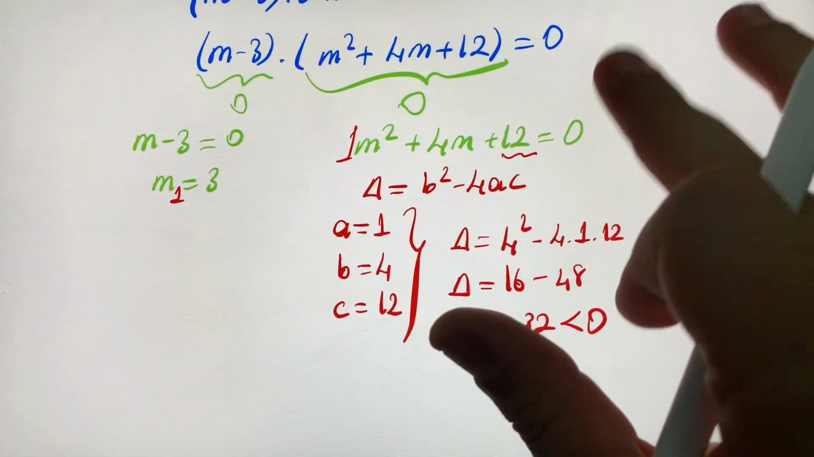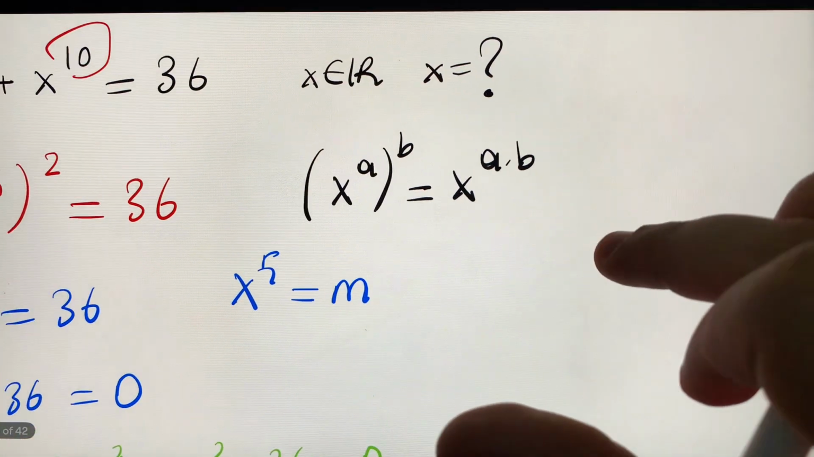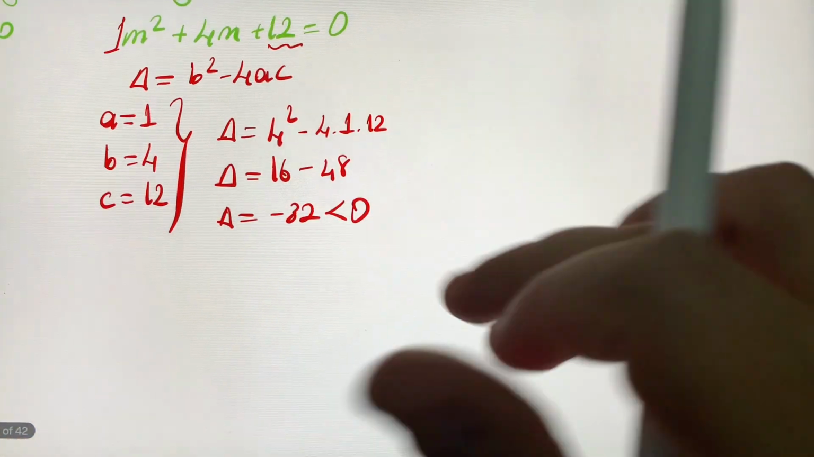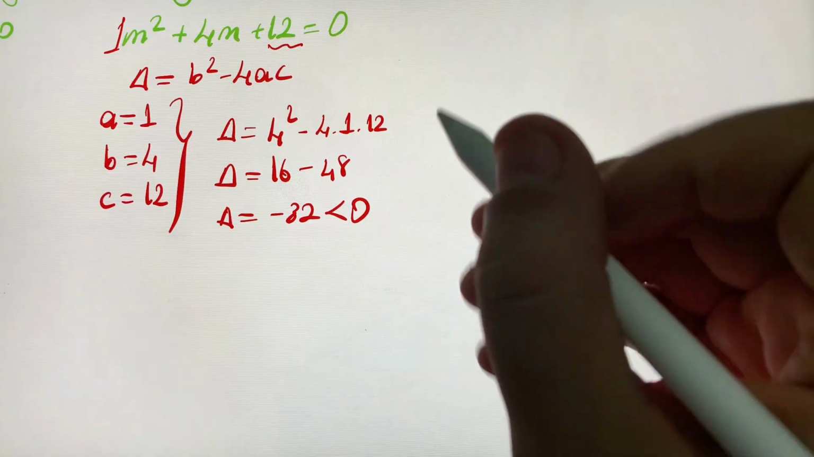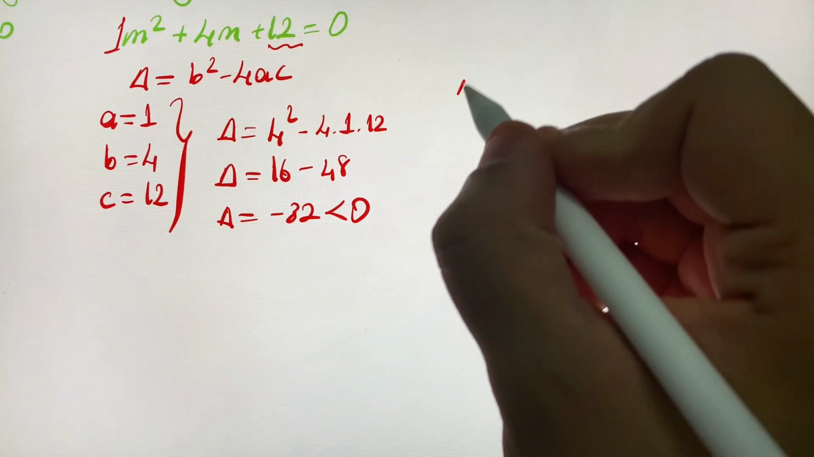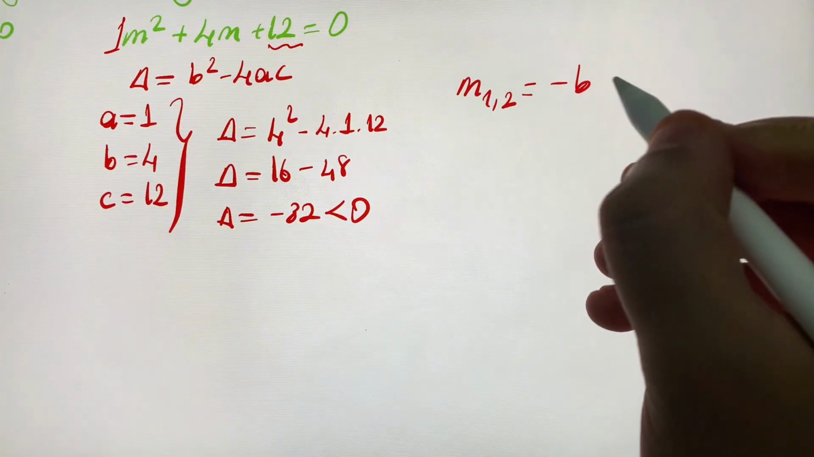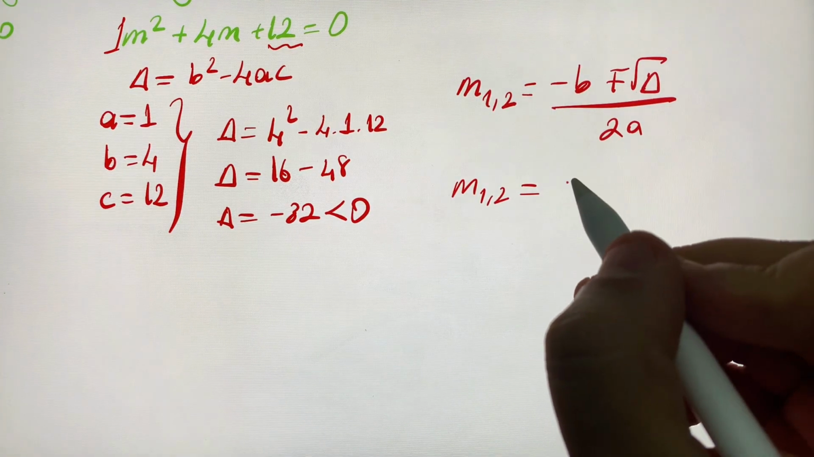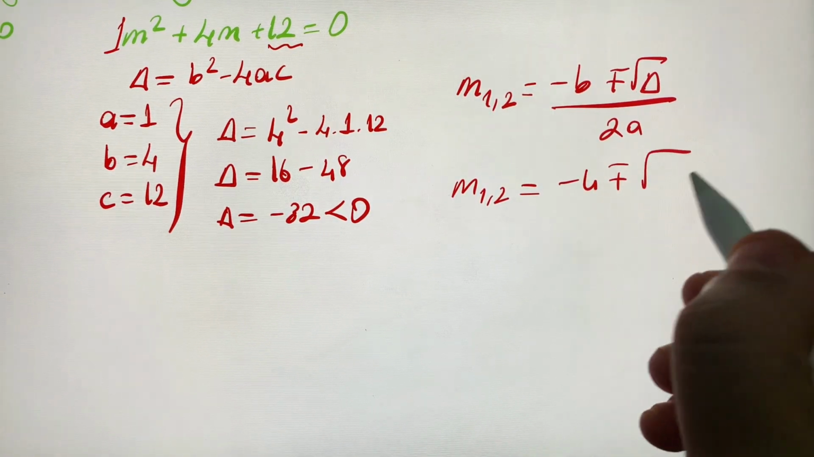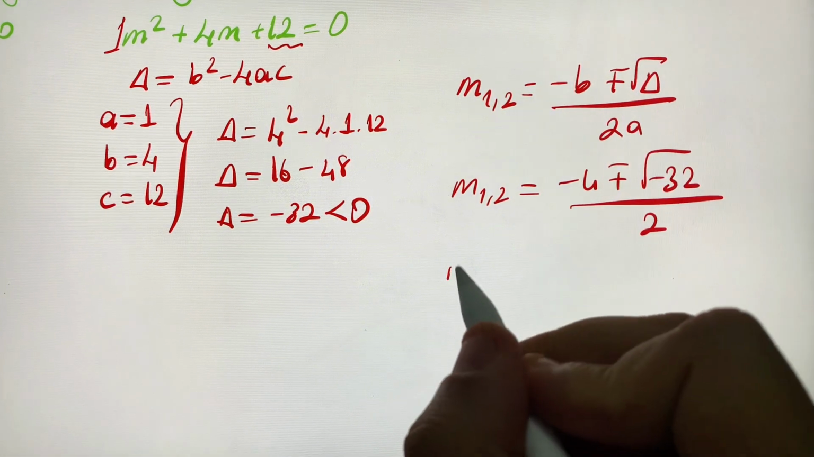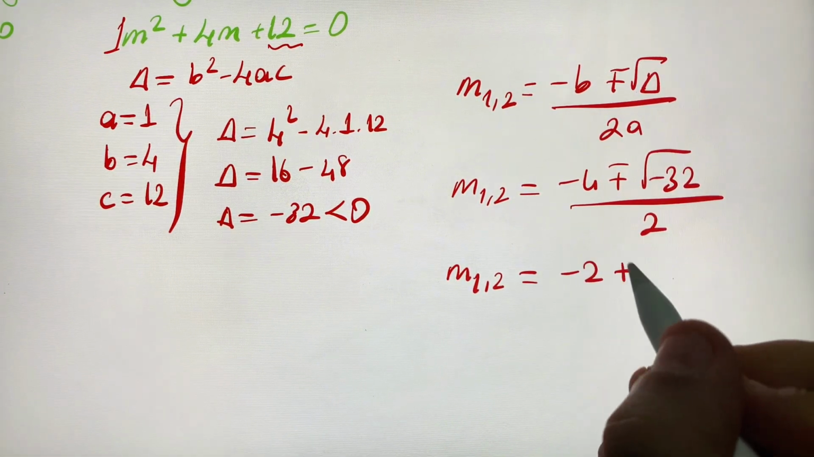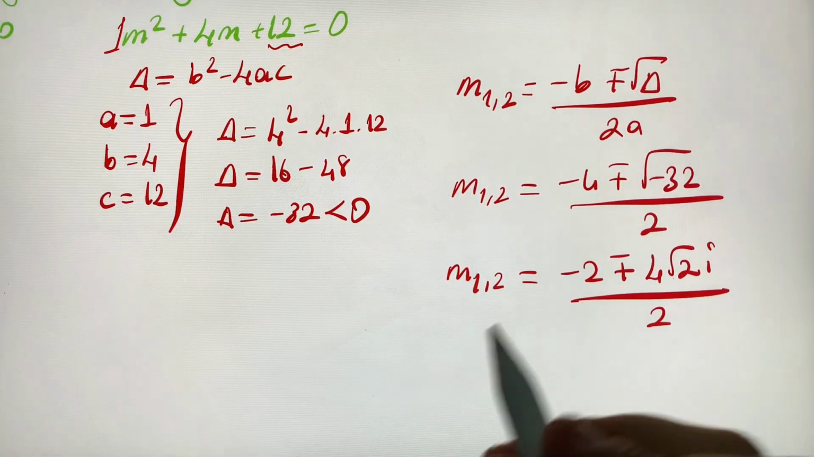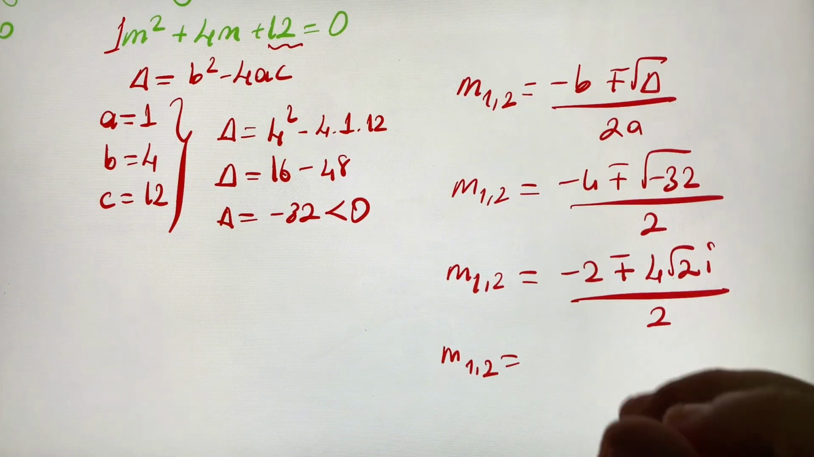Now here we come to the part where we need to pay attention. Look what he told us in the question at the beginning about x: he said it was a real number. If I continue from here, because delta is smaller than 0, how did we find m1,2? Minus b plus or minus the root of delta, over 2a. In this case, m1,2 equals minus 4 plus or minus root of minus 32, over 2.